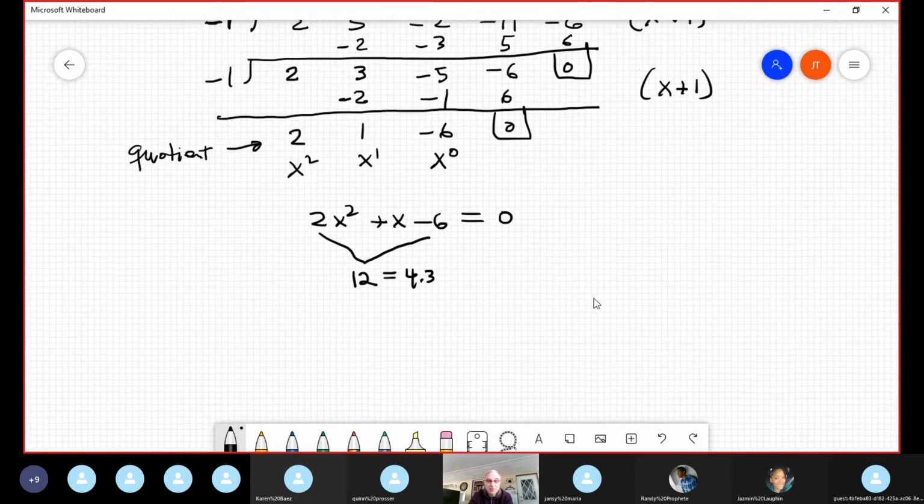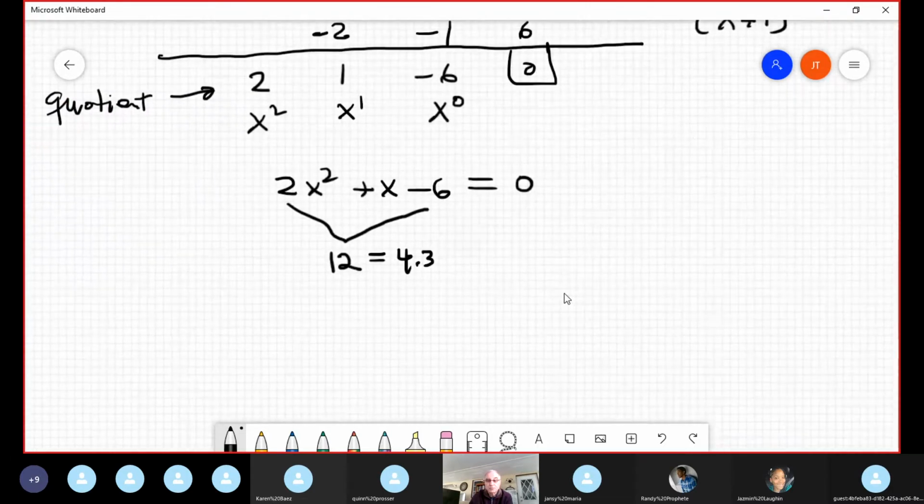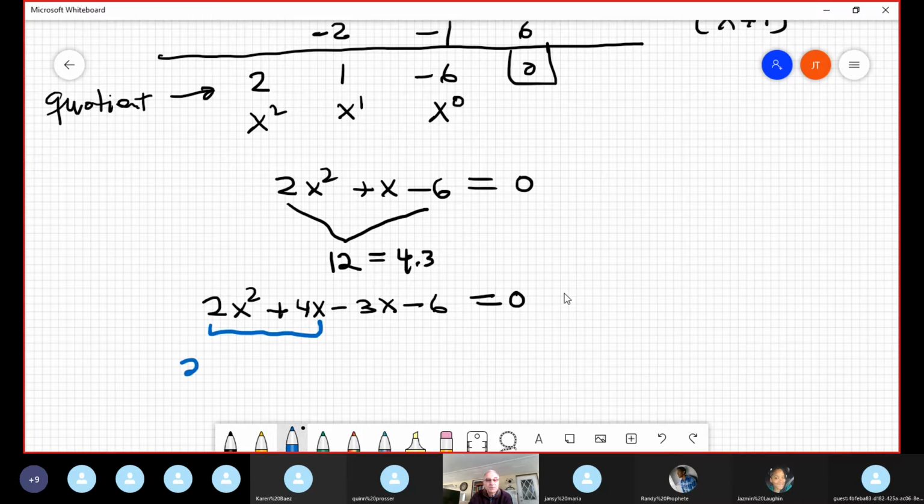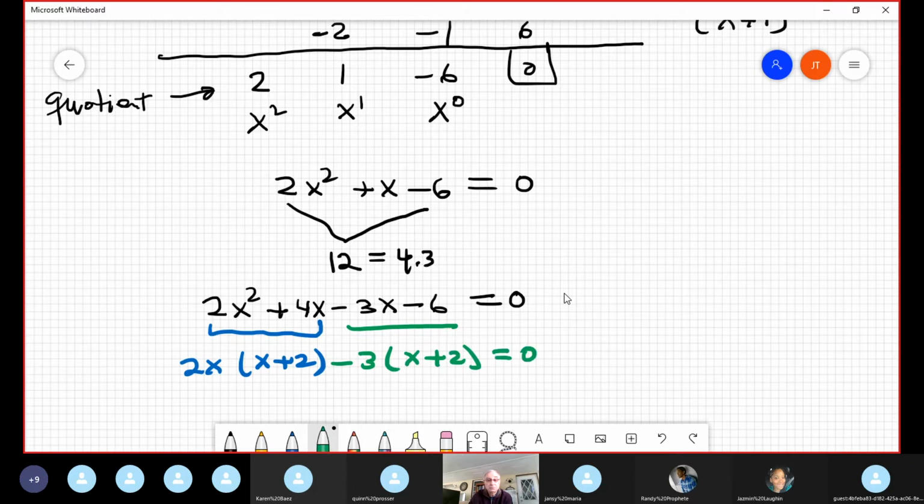By factorization by grouping. For example, you copy 2x squared exactly the same, and you replace x with 4x minus 3x minus 6 equal to 0. Now ready to apply factorization by grouping. The GCF in the first couple is 2x. We have x plus 2. And in the second couple the factor is minus 3. X plus 2 equal to 0. Nice.